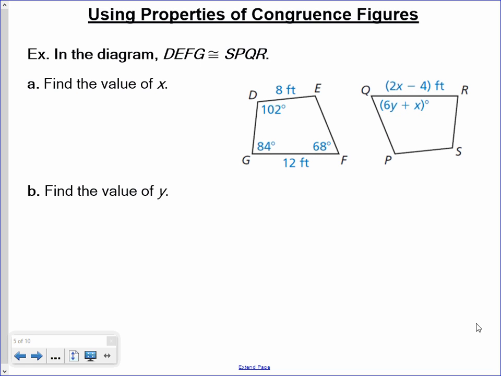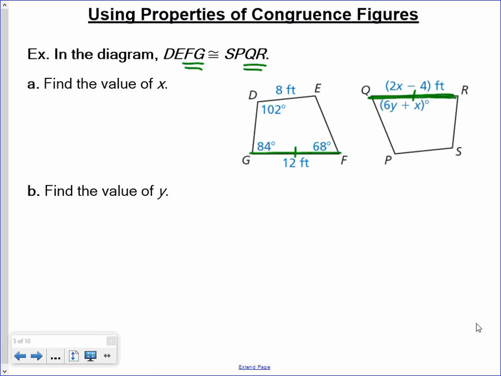So I'm going to start with the 2x minus 4, and that is marking side QR. I need to figure out what QR is congruent to on the other figure, because that's what I'm going to set it equal to. QR is the last two letters in this congruent statement, so I'm going to go to the first figure and find the last two letters, which would be FG. That tells me QR would be congruent to FG.